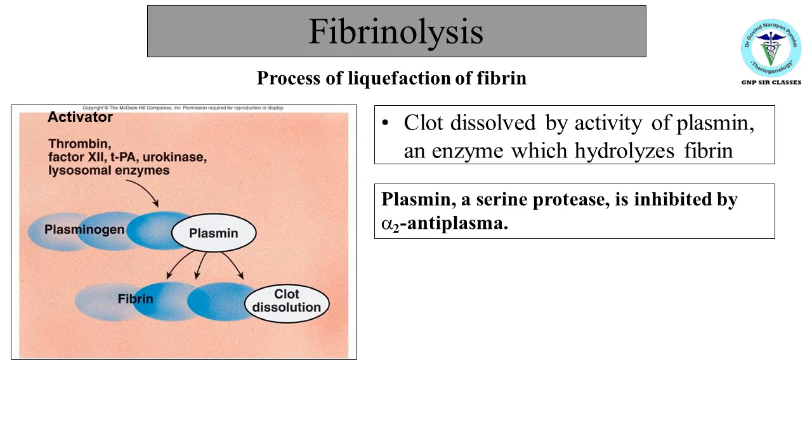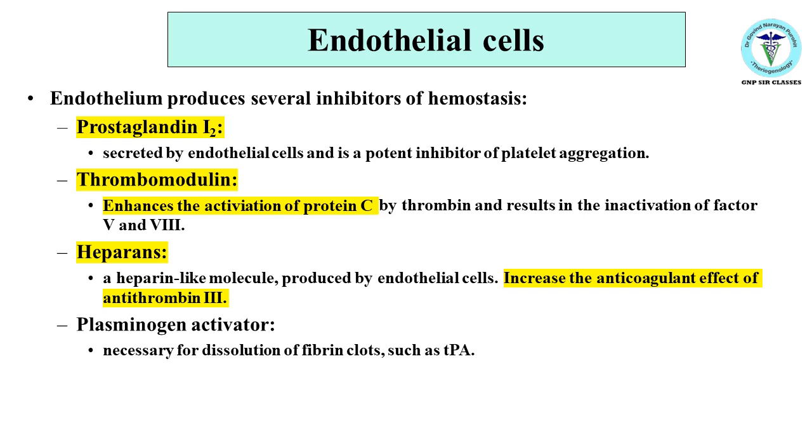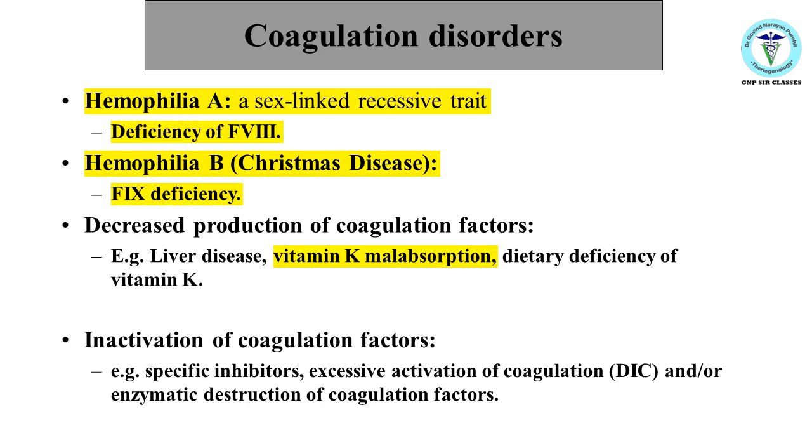Fibrinolysis is the process of breaking down fibrin in blood clots, primarily through the activity of plasmin, an enzyme that hydrolyzes fibrin and dissolves the clot. Endothelial cells produce several inhibitors of hemostasis, including prostaglandin I2, thrombomodulin, and heparins, which help regulate blood clotting and maintain vascular health.